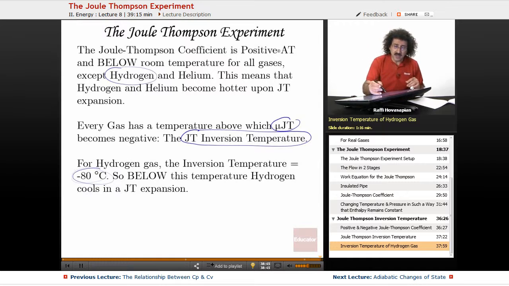So again, at or below room temperature, this is going to be most of what we do, all gases have a positive Joule Thompson coefficient. That means if the pressure drops, the temperature drops. If the pressure rises, the temperature rises. It's positive. They correlate. The delta T and the delta P have the same sign. Only hydrogen and helium are switched.